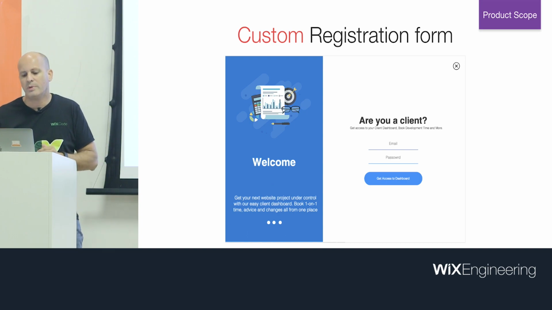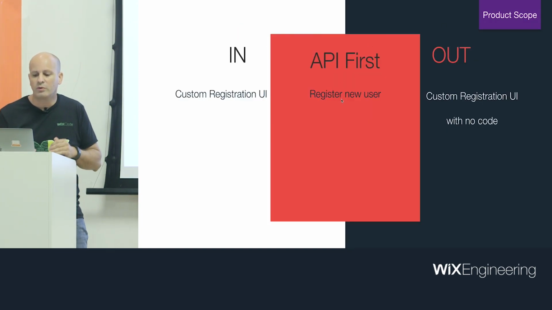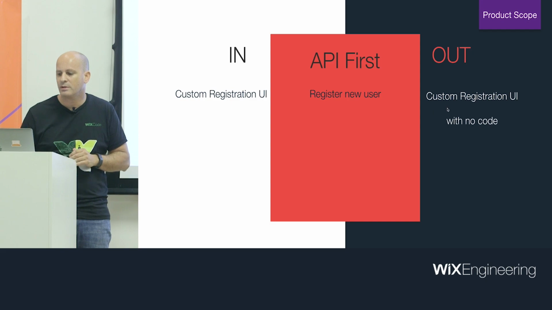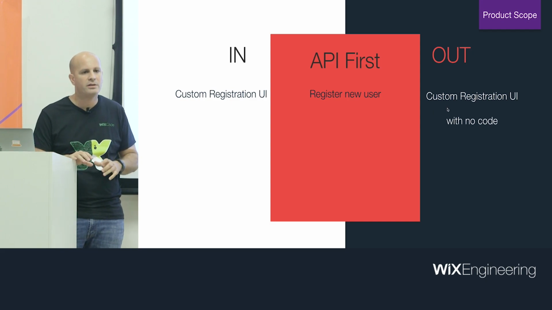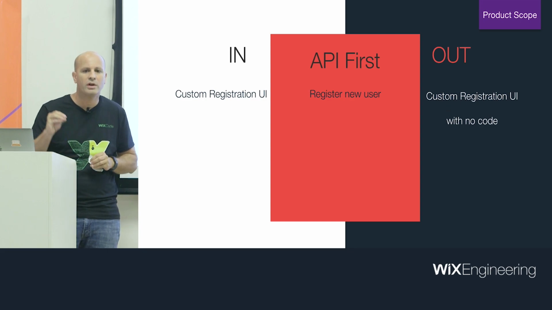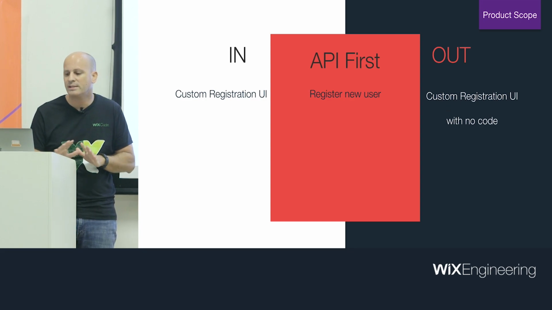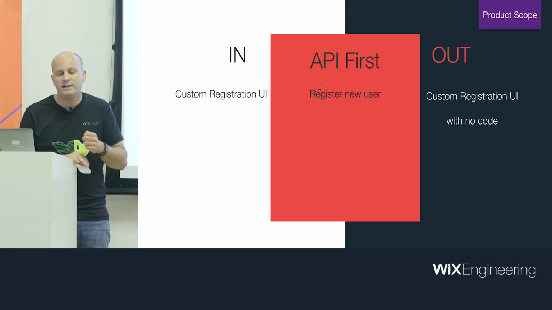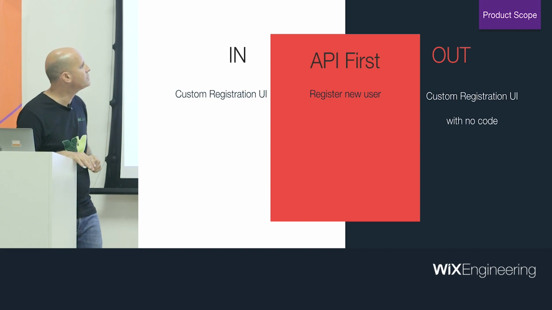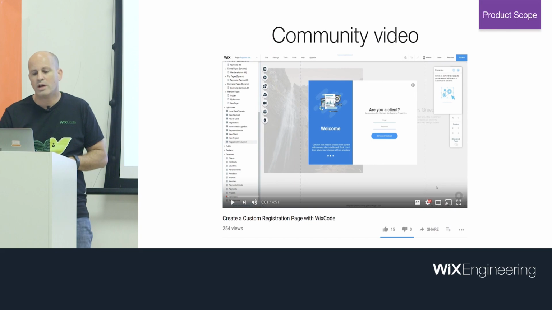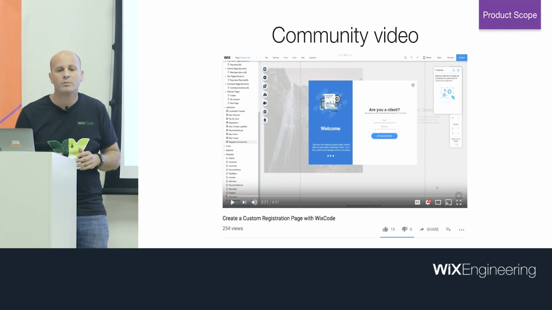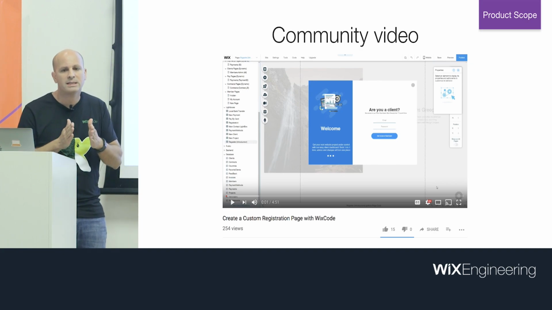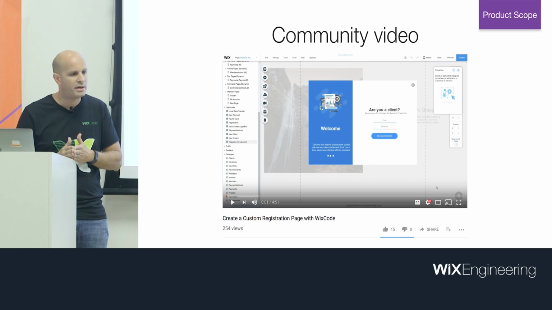So using the API approach, we started by providing an API to register new users. We still don't give users customization of the registration, adding your own logo, your own text. We don't give it. We just started with the API. So we have users who are able to build their own custom registration UI. We even have one of our users from the community who created this solution and published a YouTube video explaining step by step how to use the API and create one.